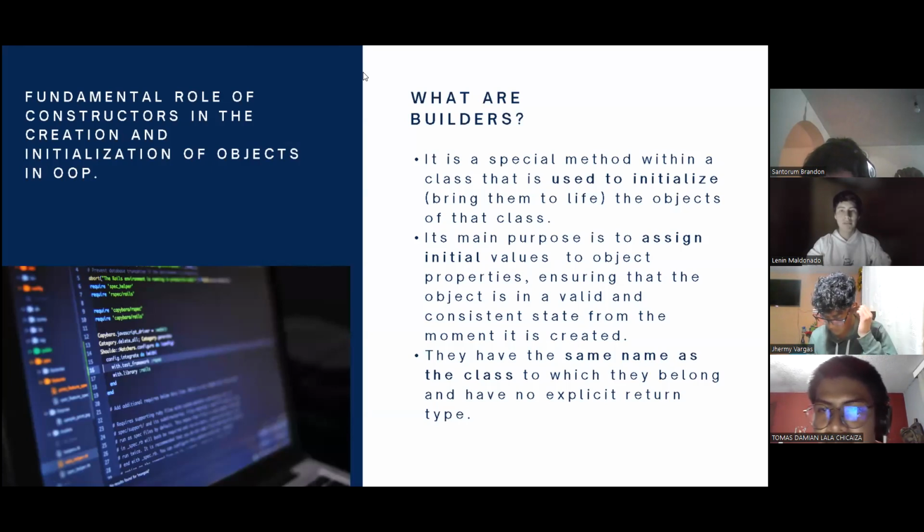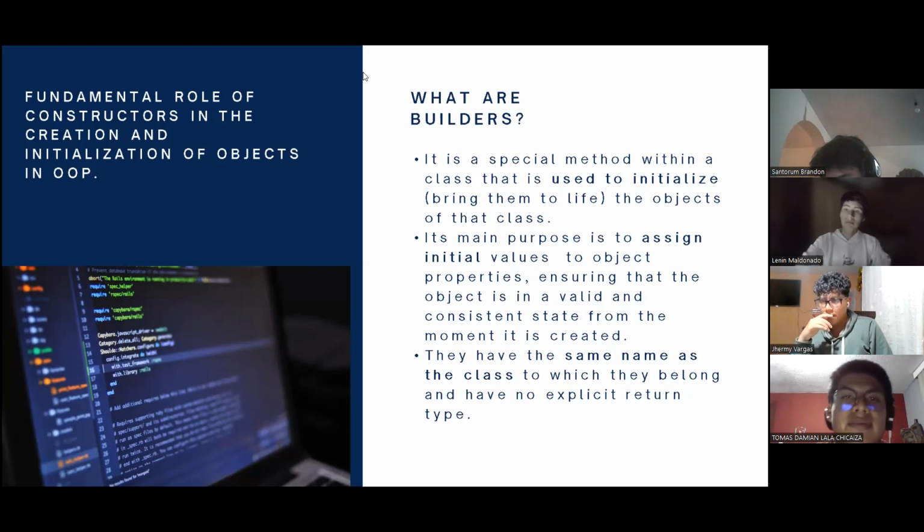Its main purpose is to assign initial values to the object's properties, ensuring that the object is in a valid and consistent state from the moment it is created. They have the same name as the class to which they belong and have no explicit return type.